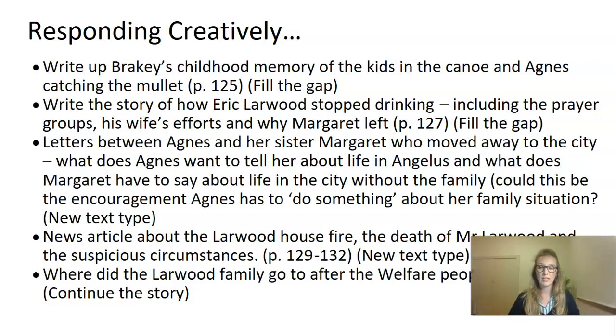Now, last couple of activities before we wrap up: you can write up Breaky's childhood memory of the kids in the canoe and Agnes catching the mullets. Write the story of how Eric Larwood stopped drinking, including the prayer groups, his wife's efforts, and why Margaret left. Or write letters between Agnes and her sister Margaret, who moved to the city. What does Agnes want to tell her about her life in Cockleshell? And what does Margaret have to say about their life in the city? You could write a newspaper article about the Larwood house fire, the death of Mr. Larwood.